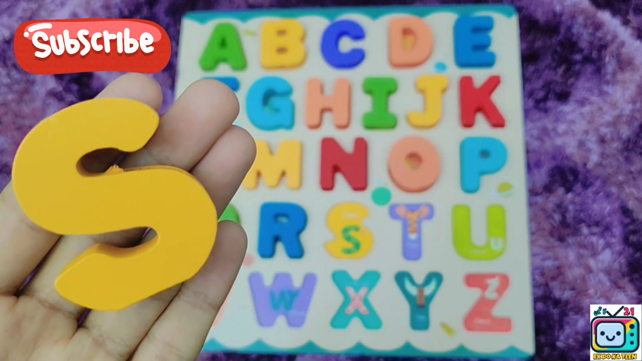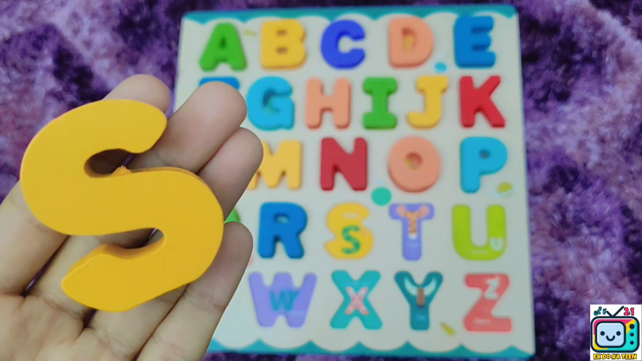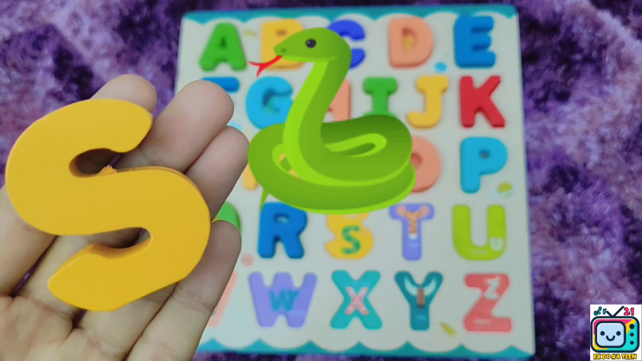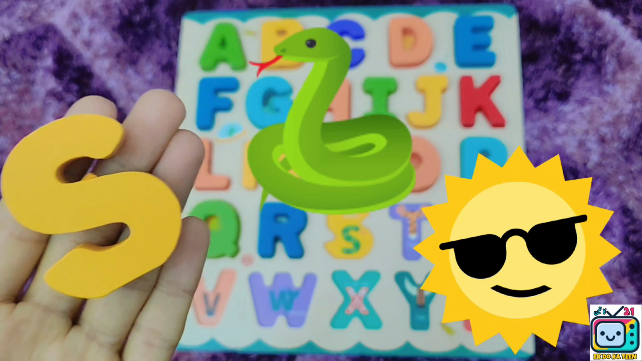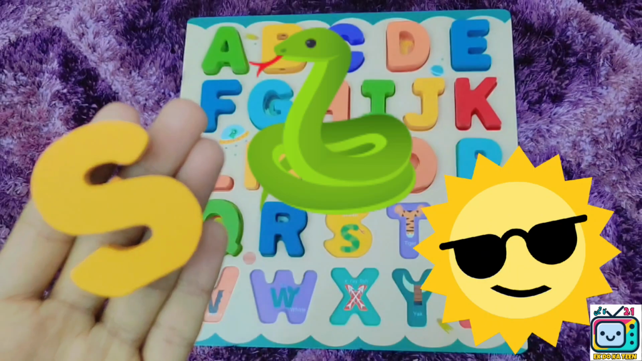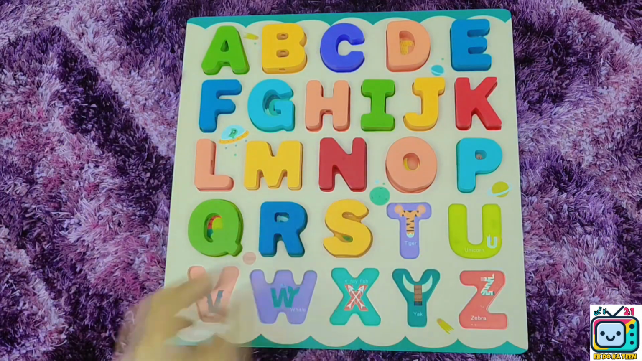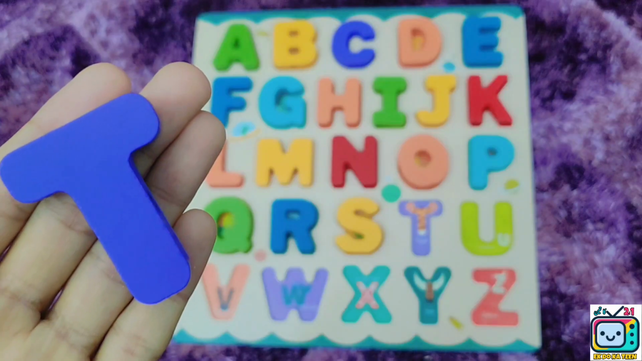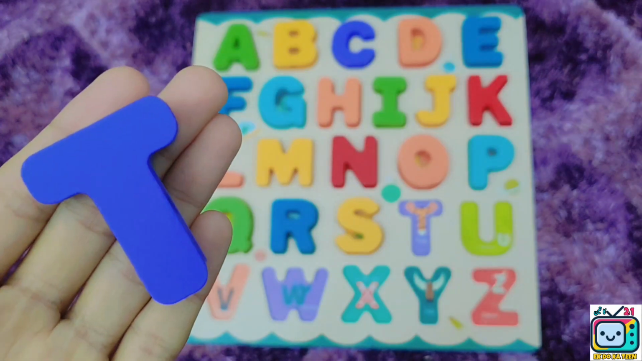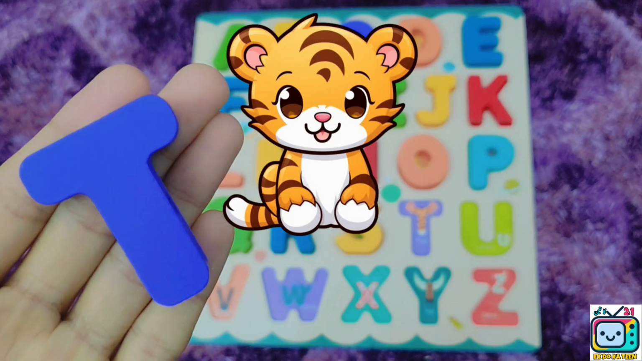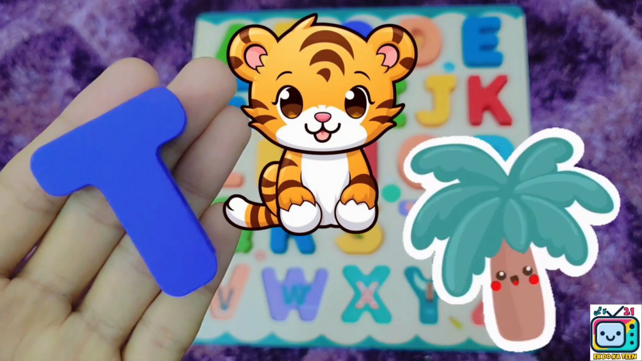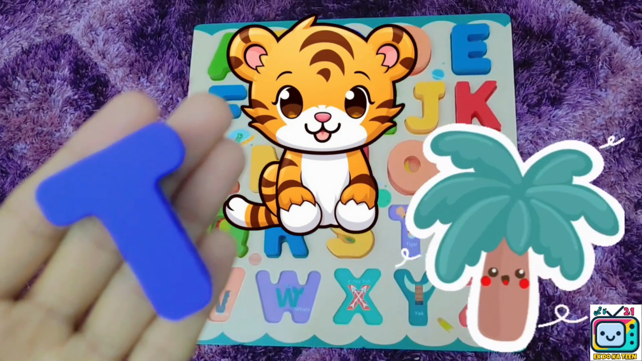This is the letter S. S is for snake and S is for sun. Let's put it here. This is the letter T. T is for tiger and T is for tree. Let's put it here.